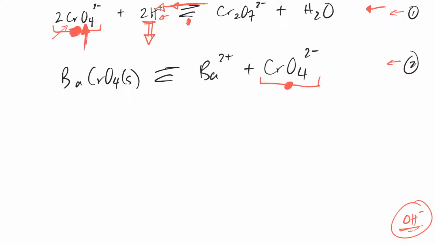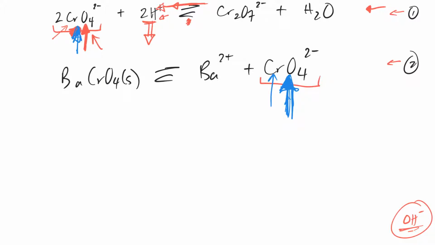Okay? So now if this concentration here goes up, then in this next equation, it's the same thing. CrO4 and CrO4 is the same thing. So if this one goes up, then this one down here also has to go up. So then that's sort of the stress on this second equation.